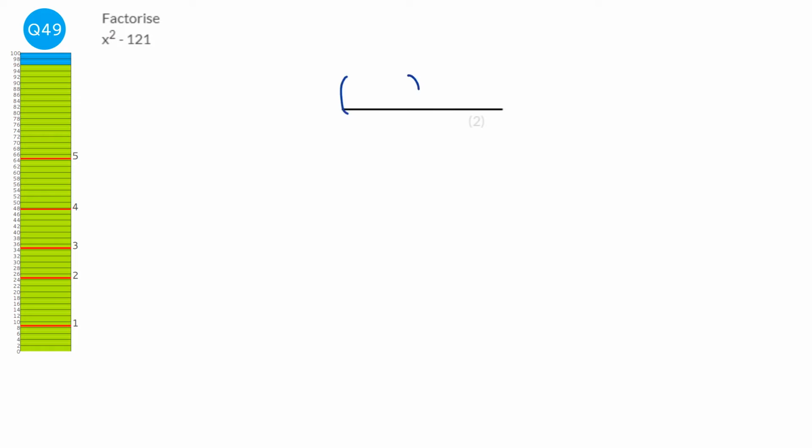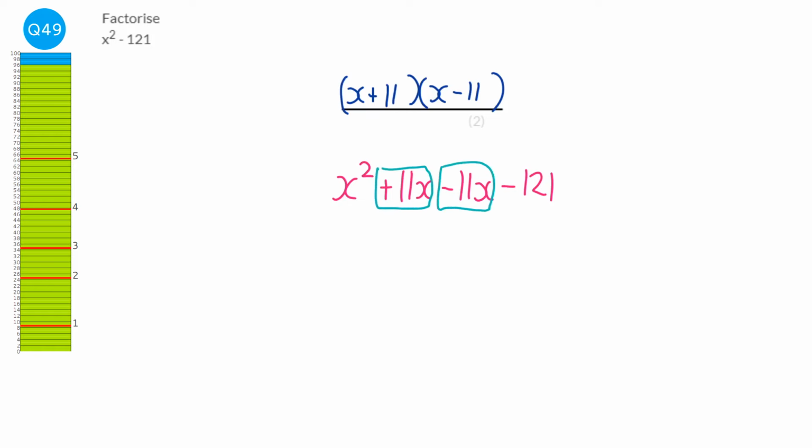What you do is you put down two sets of brackets and you square root the first term. Well, that's just going to be x. And you put the positive and negative versions of the square root. So we're going to square root 121, which is 11. So we're going to put plus 11 and minus 11, and that's it. Now, when we expand that, and we're just going to quickly expand that now to have a look, it's going to be x squared plus 11x minus 11x minus 121. And notice that the two x terms cancel each other out, which is why we don't have the x terms.